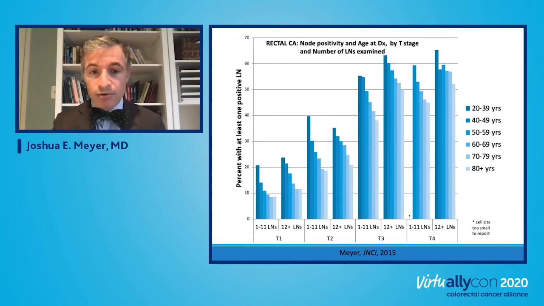You can see these are graphs that have the darkest blue bars with the youngest patients, and as they get lighter, those are the older patients. What you see is in every single group, the youngest patients have the highest risk of a lymph node that is positive.